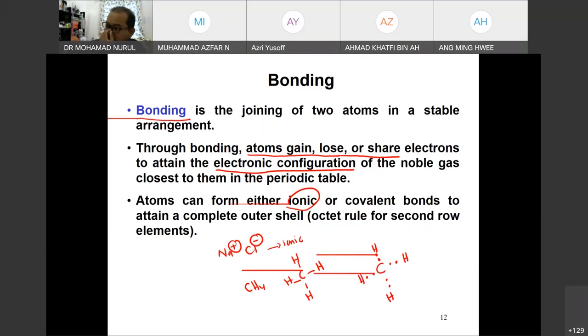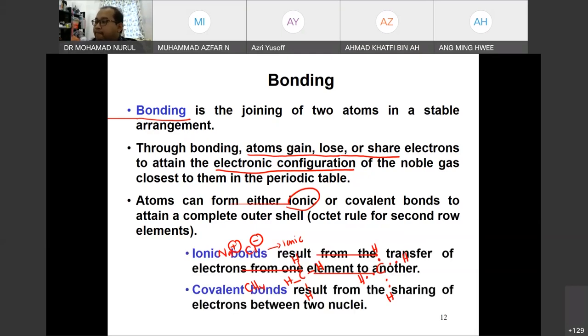What's happened to this? That's okay. Oh, sorry. So the ionic bonds are okay. I already explained about this one.